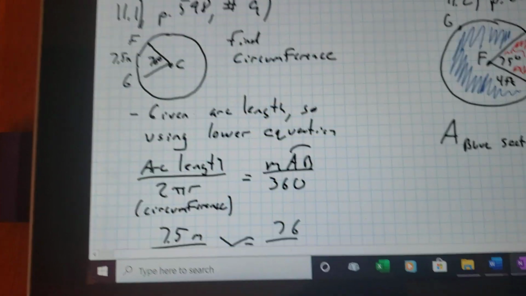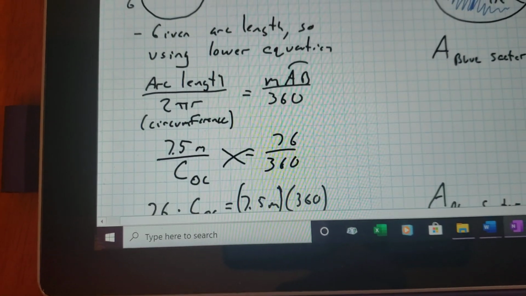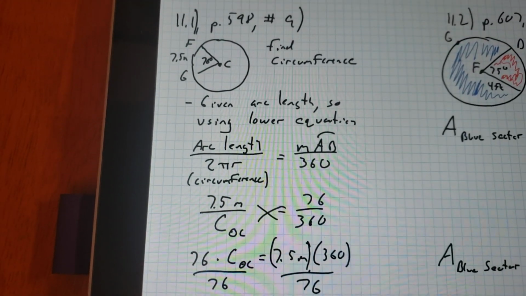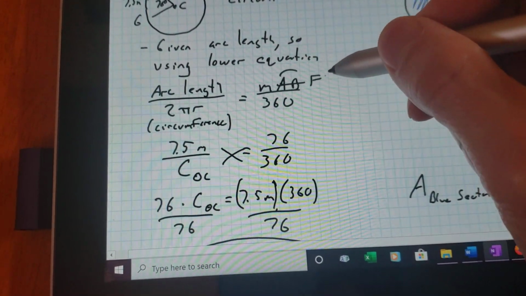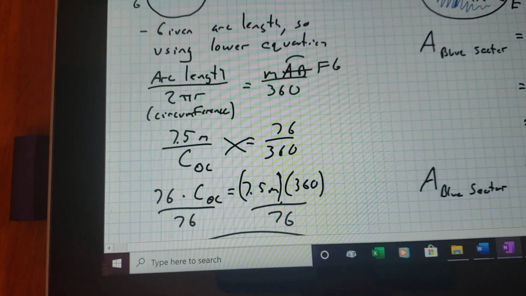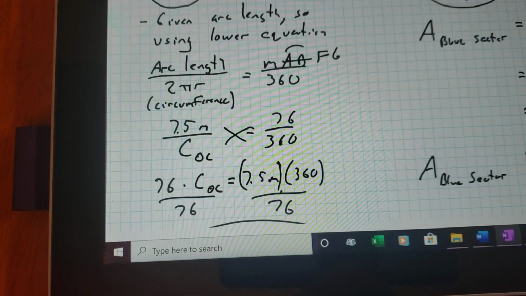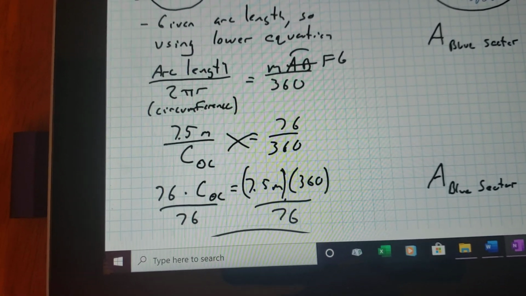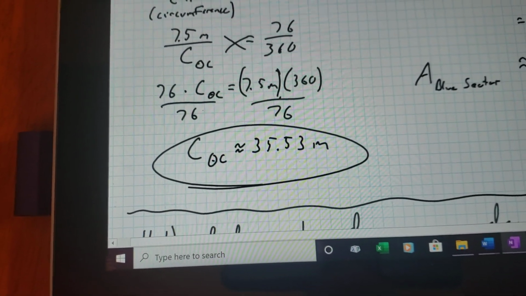So since they gave me the arc length, I'm using that fraction formula or proportion. Arc length over 2 pi r equals the measure of AB over 360, though we're doing FG, not AB here. So that's 7.5 over the circumference of circle C. I took out the 2 pi r because that circumference, that's what they're asking me for, equals 76 over 360. I cross multiply and then I solve it.